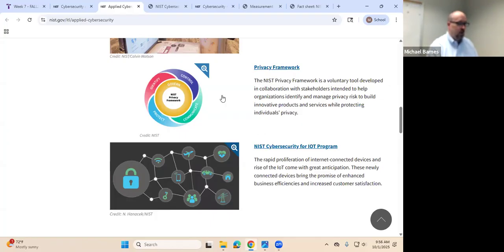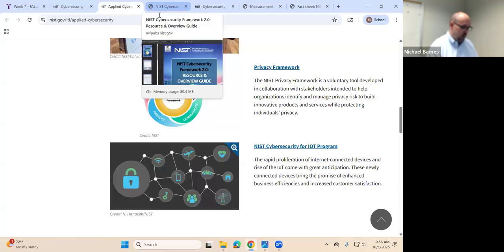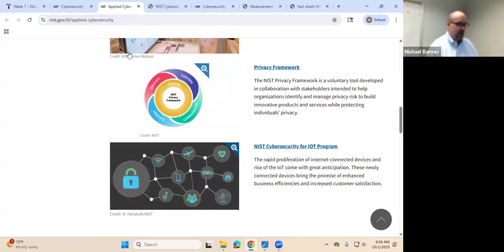All right, so leading into some bigger discussions we're going to have, according to the CSF 2.0 guide, what are the six functional areas of the cybersecurity framework? We can kind of see the privacy framework right here, which we talked about last week, but what are the six functional areas of the cybersecurity framework? Meg.